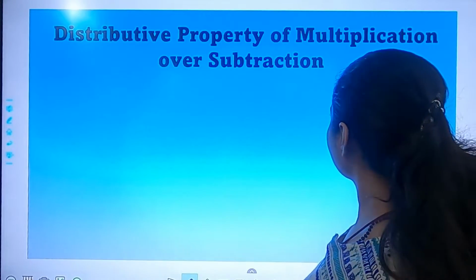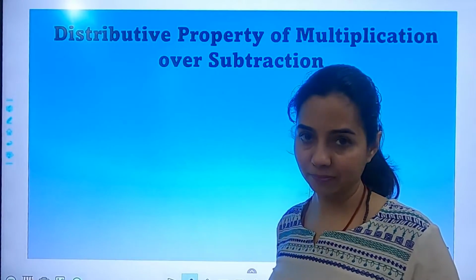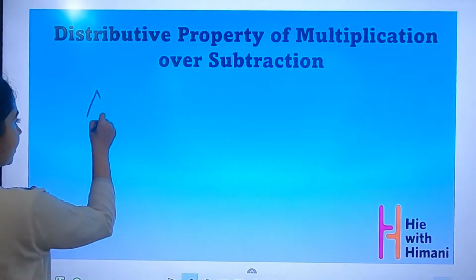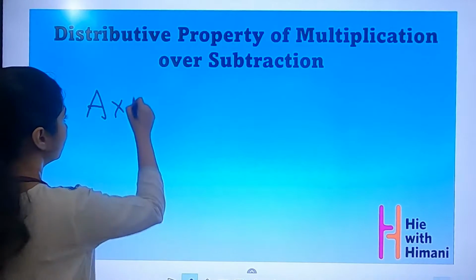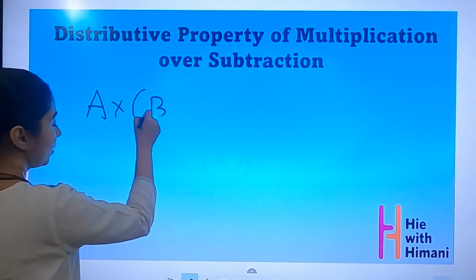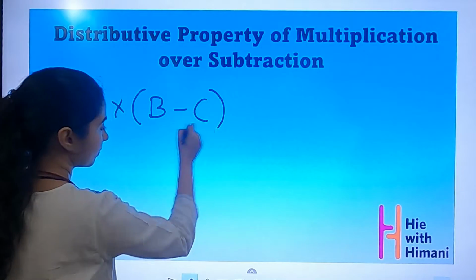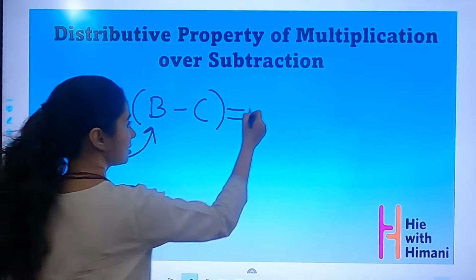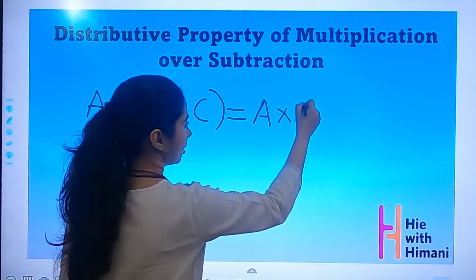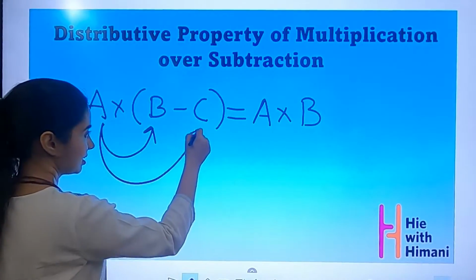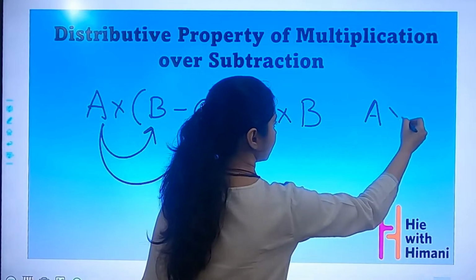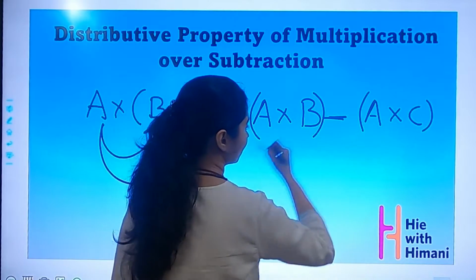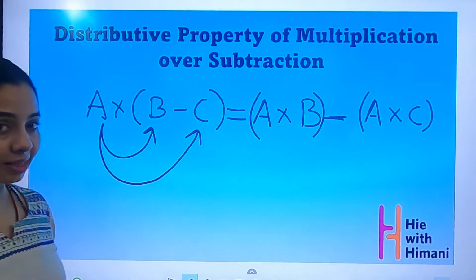We'll do this distributive property of multiplication over subtraction. What does it say? The same thing. If A is getting multiplied to B minus C, then it will be equal to A multiplied by B and A multiplied by C, and we are subtracting both of them. It will be the same.